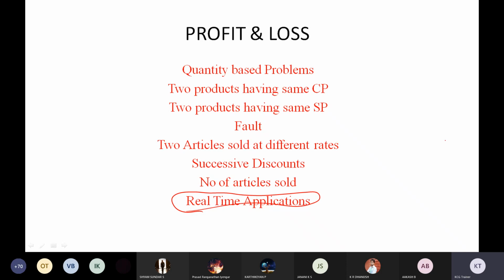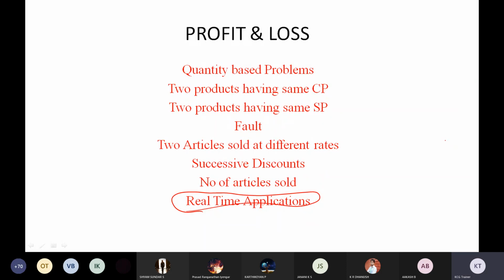Okay, now before I proceed, I would like to ask your opinion. Do you want me to solve profit and loss using formulas or using logic? Which one do you prefer? Formulas are very easy, but difficult to remember. Sir, with logic, sir. With logic, shall we go with logic?